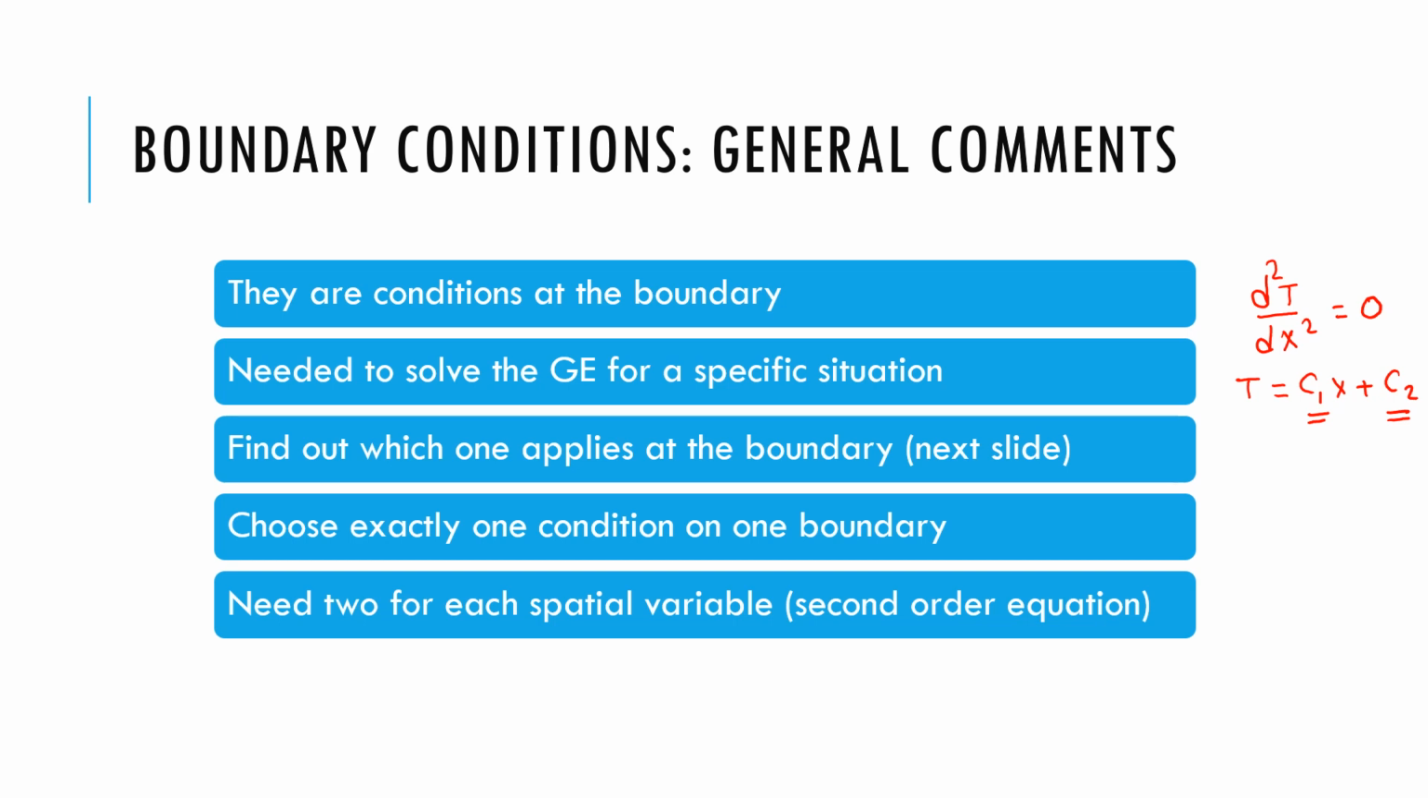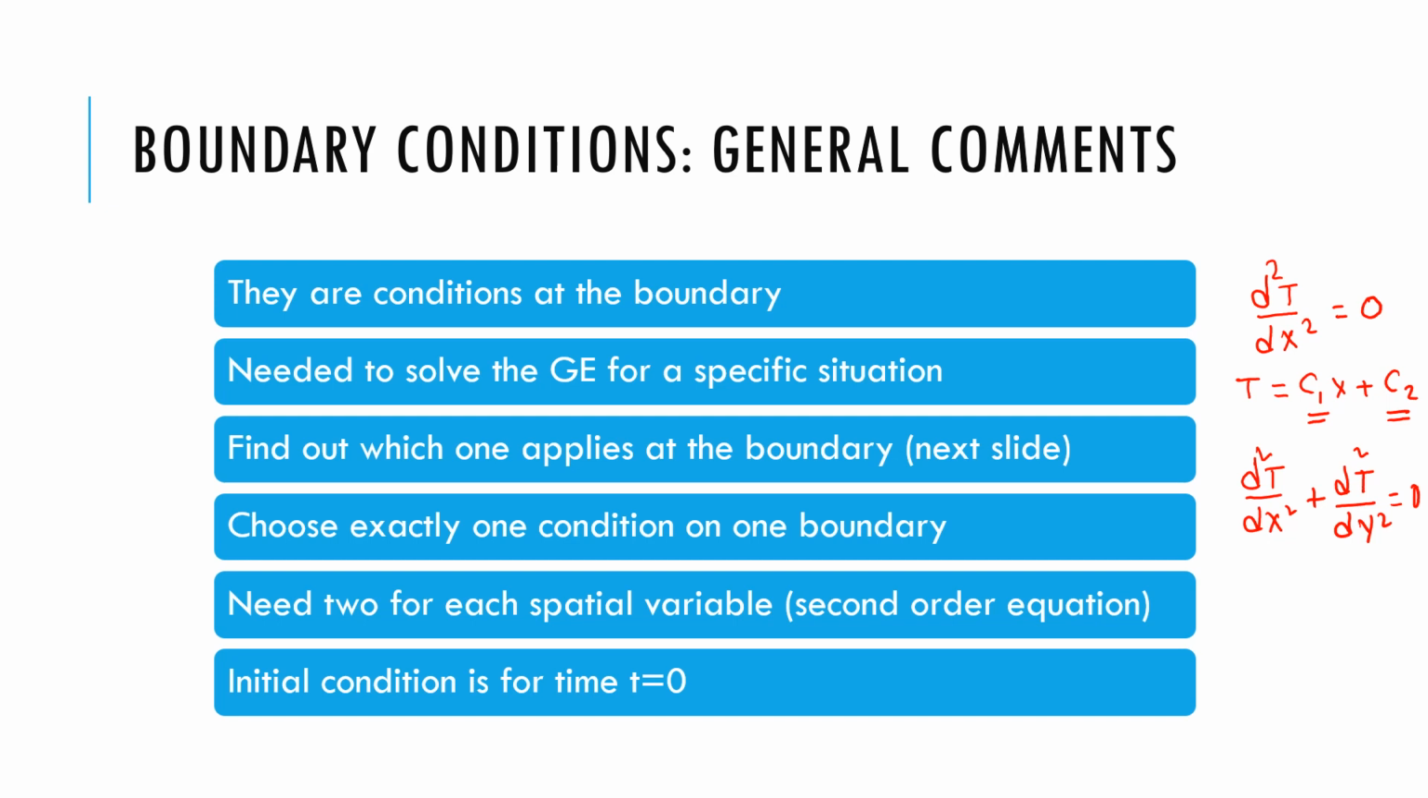If we have, let's say, 2D, d squared T over dx squared plus d squared T over dy squared equal to 0, then we need one set for x and one set for y. And then, of course, we need an initial condition when the problem is transient, so it's also a function of time.